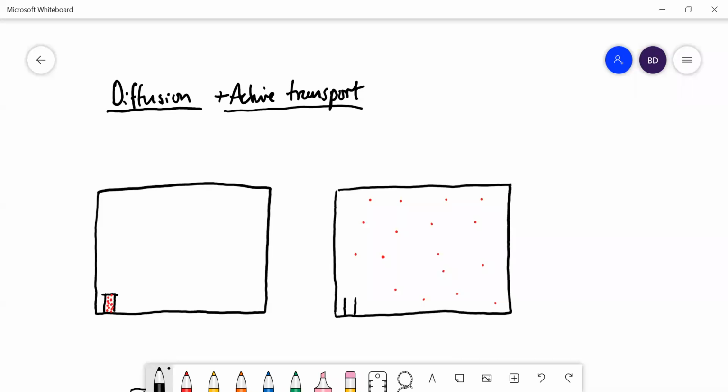We're going to talk about diffusion and active transport in this video. Okay, so what I have got here is a room. In the corner of the room, I've got a gas jar, and there's no drafts in this room or anything. I've got a gas jar with, let's say, chlorine in it. Those little red dots are chlorine molecules.